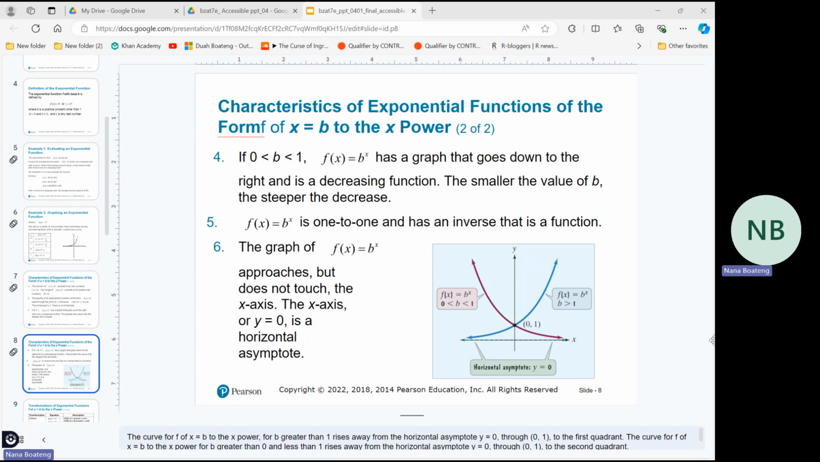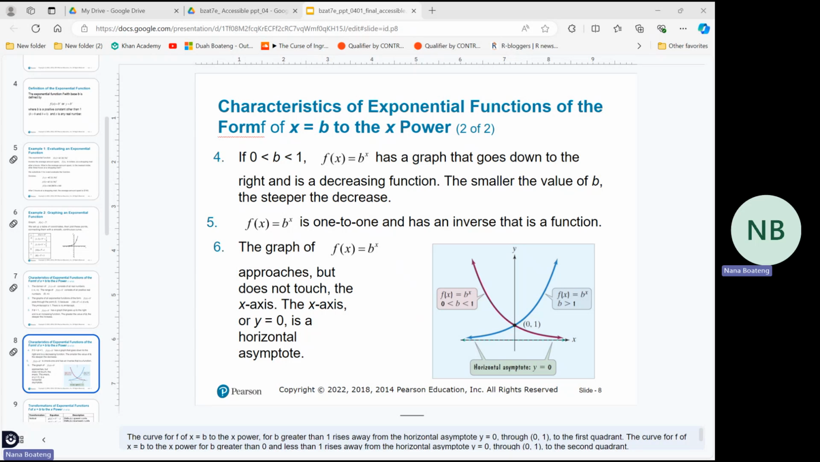So the blue graph is known as an increasing function. As x increases, y also increases. Whereas the red graph is a decreasing function. As x increases, the value of y decreases. So it goes down to the right. It's a decreasing function.